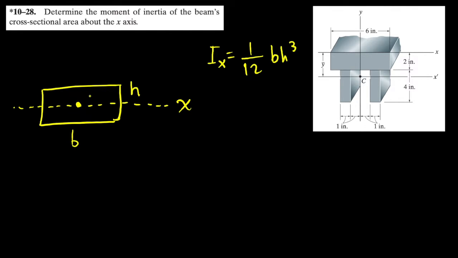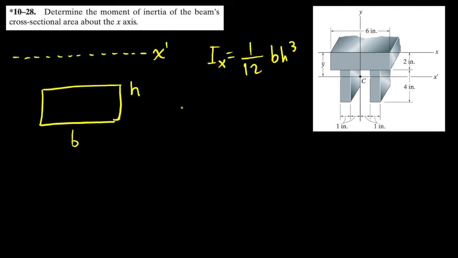So now let's consider another case where we're talking about a rotation about this axis, which we will show with the x prime. So how do we calculate the area moment of inertia about this new axis? It does not go through the center of mass here.